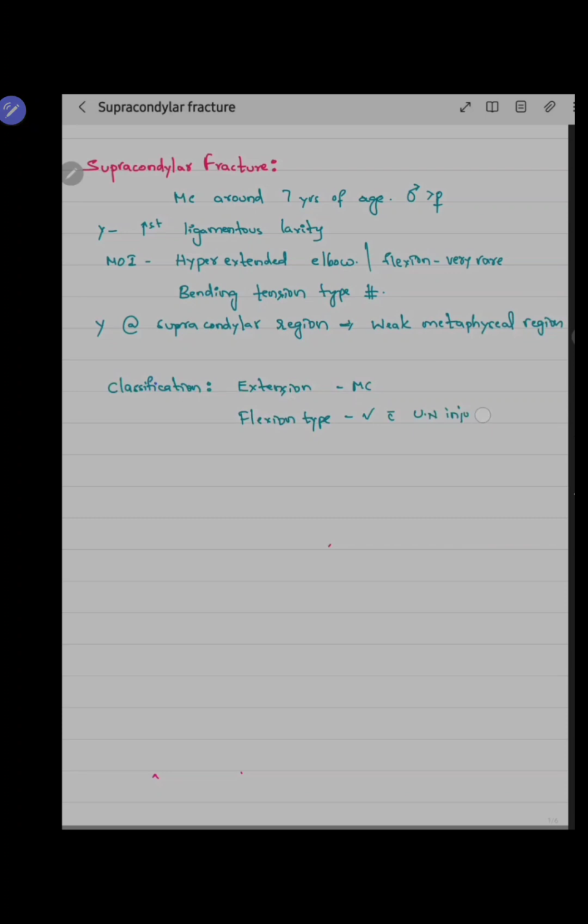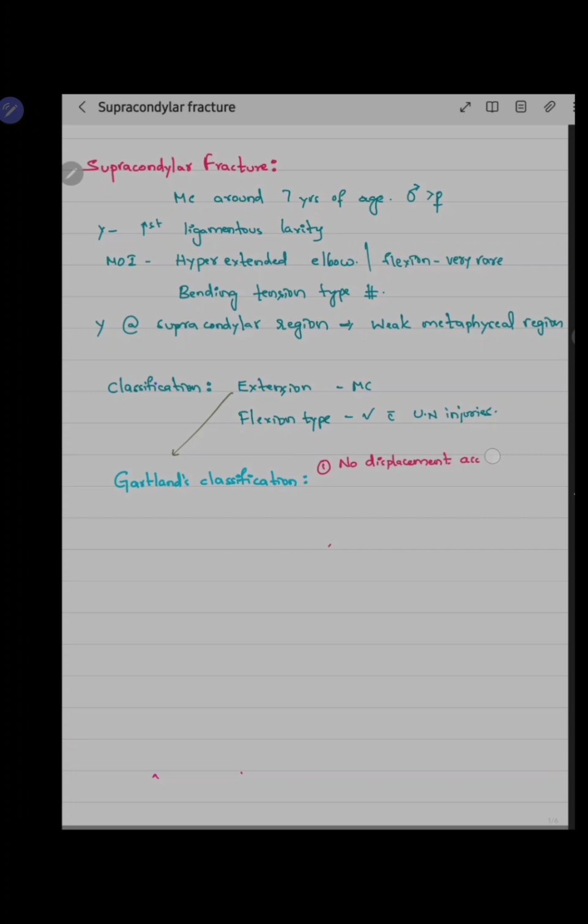Next, coming to the classification, there are two types. One is the flexion type, the other is the extension type. The extension type is more common. The flexion type is also present, but it is very rare. Usually it is associated with high energy trauma and also with ulnar nerve injuries. The extension type is further classified, based on displacement and alignment, by Gartland.